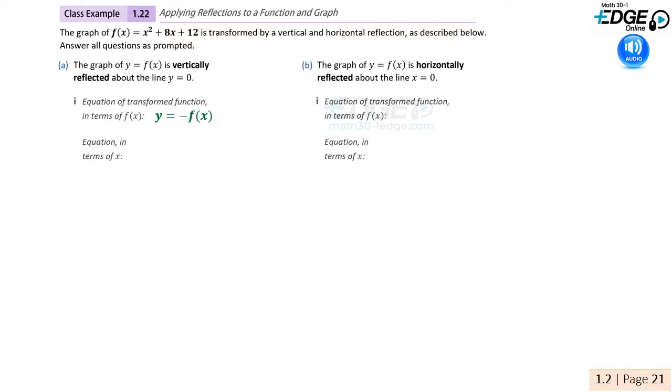So when we reflect over the line y equals 0, which is the x-axis, we write the transformation in terms of f as negative f of x. This means that if x squared plus 8x plus 12 is equal to f of x, since we made f of x negative, we'll be making all of this negative. So we put a negative sign out in front of some brackets and then distribute it through.